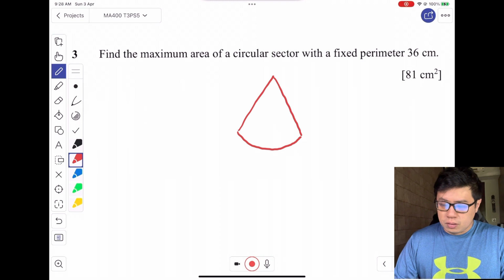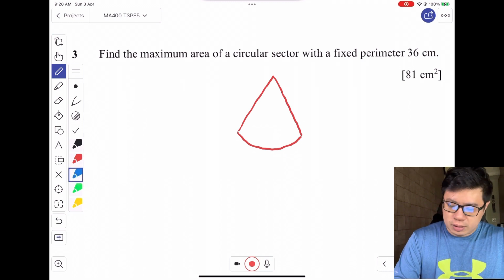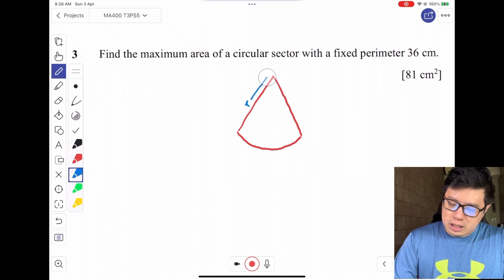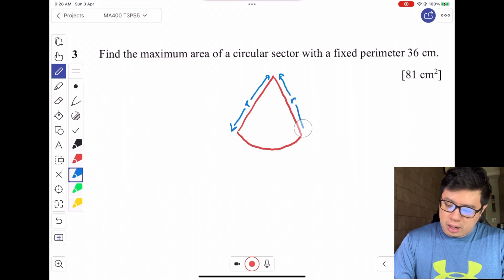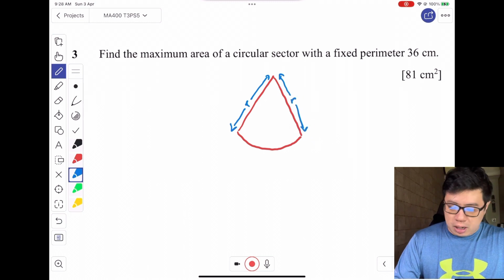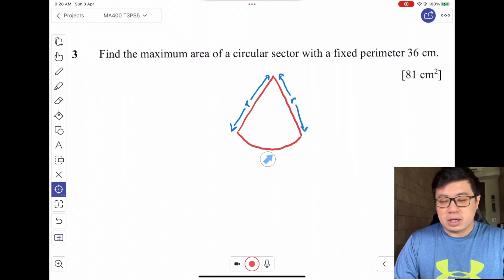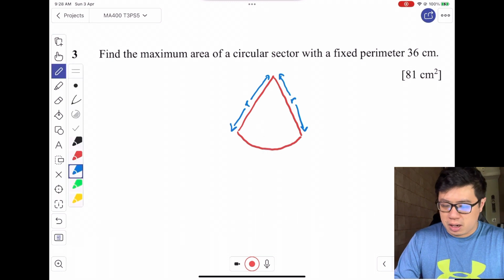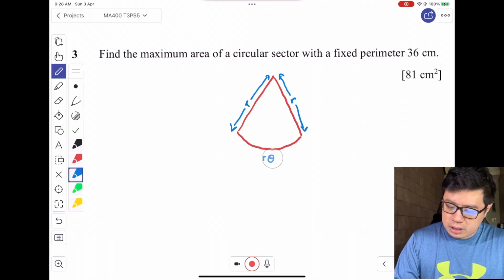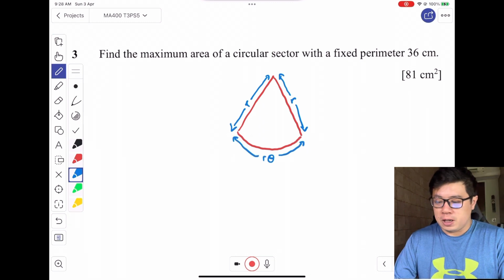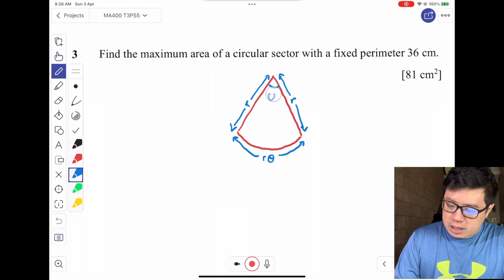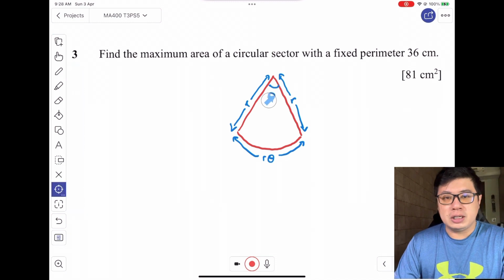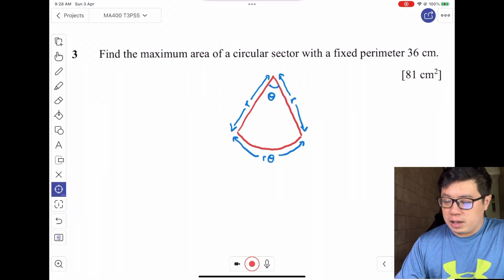If we look at the sector itself, there are different parts. This length here will be the radius of the circle. And over here on this part, that's typically our r theta, which is our arc length. And the angle that subtends the arc here will be theta. So I want to find the maximum area.